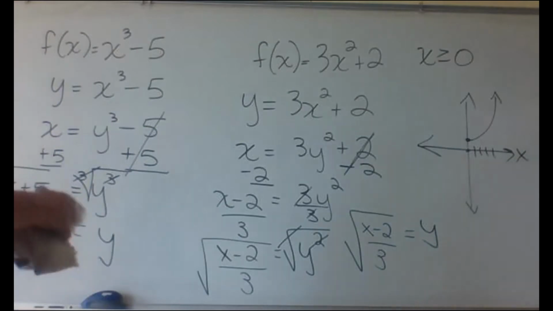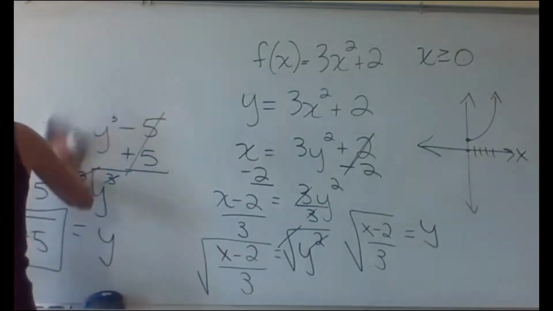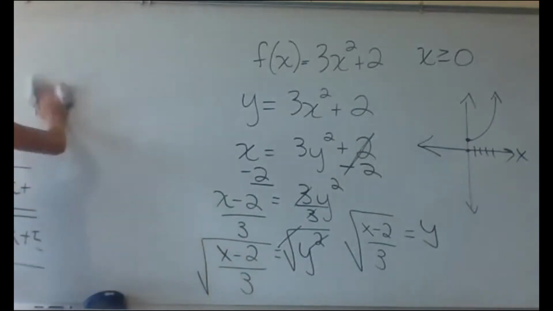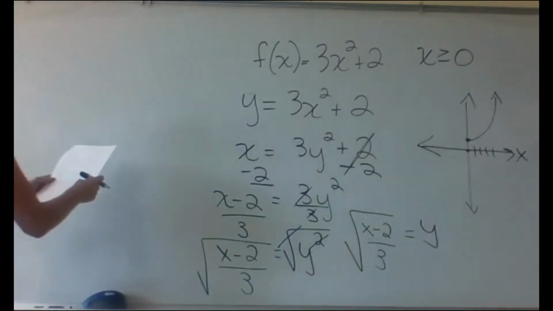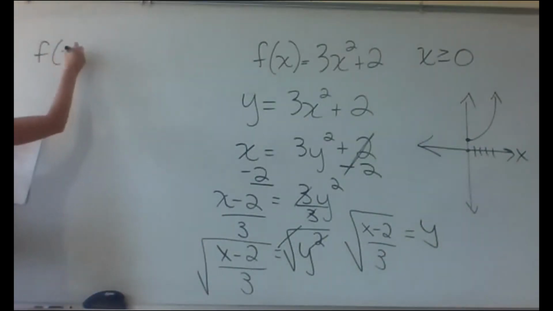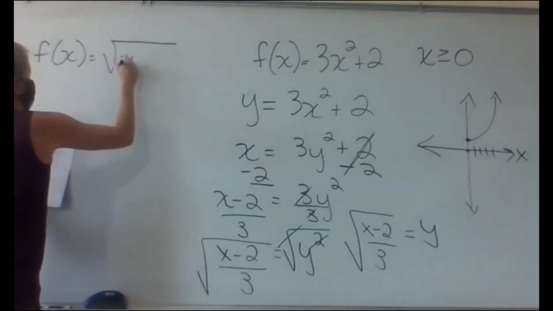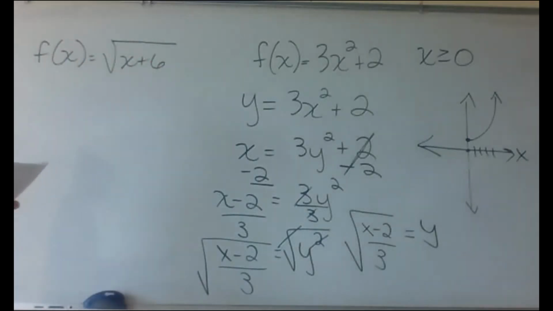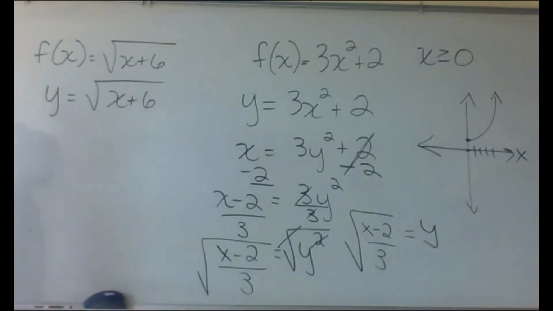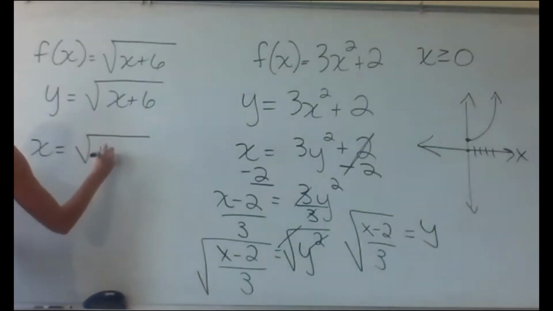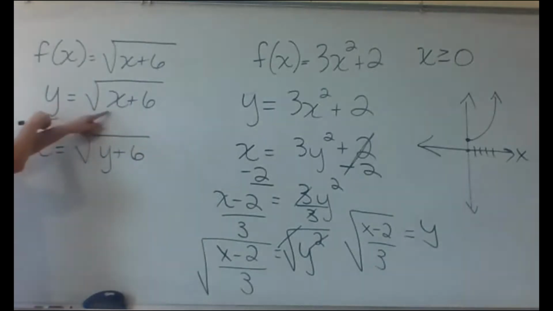All right, last one. And then there's one little thing I want to share in Math Lab real quick, just so you don't have a headache with it later. F of x equals the square root of x plus 6. So replace the f of x with the y. Y equals the square root of x plus 6. Interchange x and y. So x equals the square root of y plus 6. So again, I just switched the x and the y. Now I got to solve for y.